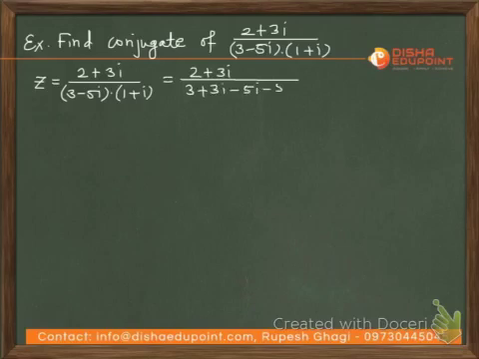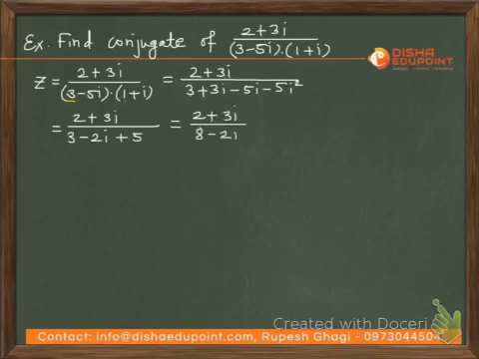So we will multiply the two numbers in the denominator first. That will give us 3 into 1, 3, 3 into i, 3i, and you can go on solving. So the multiplication of the denominator comes to be 8 minus 2i. So the given number is (2 plus 3i) upon (8 minus 2i). But again, we will have to multiply numerator and denominator by the complex conjugate of the denominator, which is 8 plus 2i. We will multiply this.